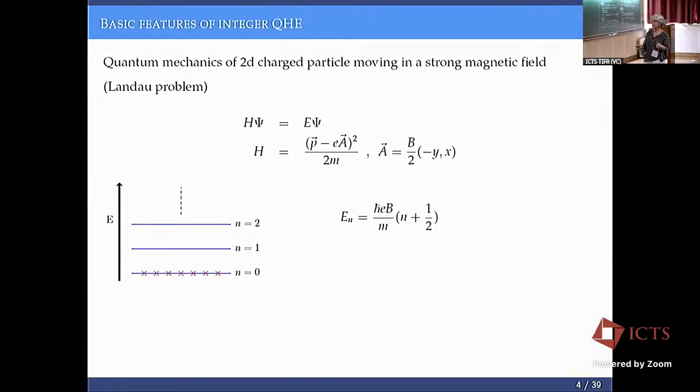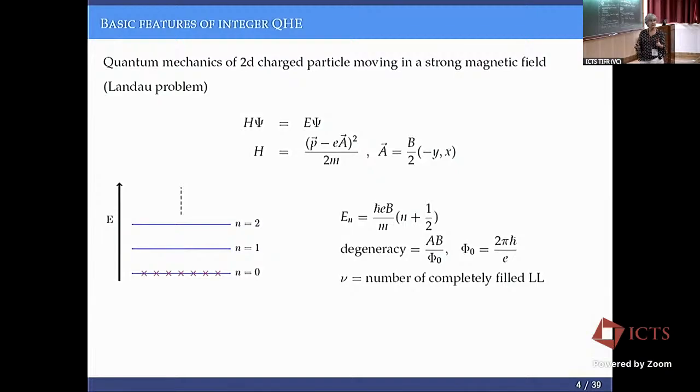Now, each Landau level is degenerate, and the degeneracy is essentially proportional to the magnetic flux, proportional to the magnetic field, and proportional to the area of the material. And the nu that we saw before in this picture is essentially the number of completely filled Landau levels, and no surprise, these are integers.